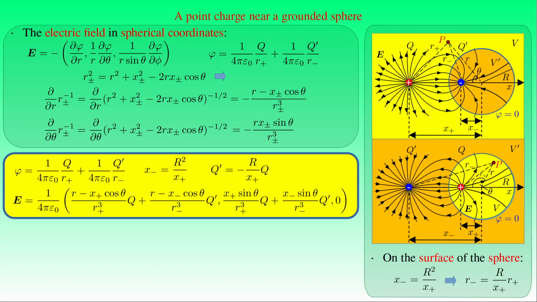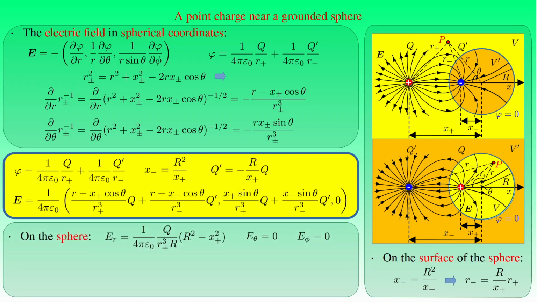Since the image charge q prime is also given by the ratio of r to x sub plus times the charge q, we can substitute these two equations into the components of the electric field strength E to describe the electric field over the surface of the grounded sphere. Then we find that the radial component of the field is given by 1 over 4 pi times epsilon naught, times q over the cube of r sub plus times capital R, times the difference between capital R squared and x sub plus squared, while its angular components vanish.